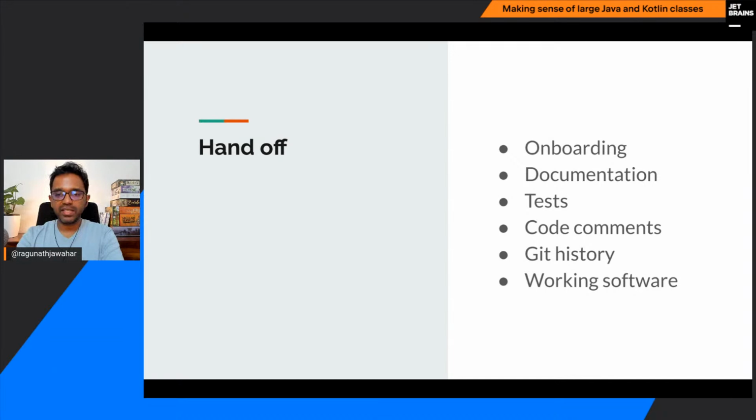Like when they're leaving the organization. And there are many ways how companies do this, right? They get onboarding programs where you get onboarded to their architecture or the code bases, their documentation that your previous maintainer would have written, their tests, their comments, their Git history, the working software. There's a lot of different stuff, but everything is sort of scattered all over the place, right?